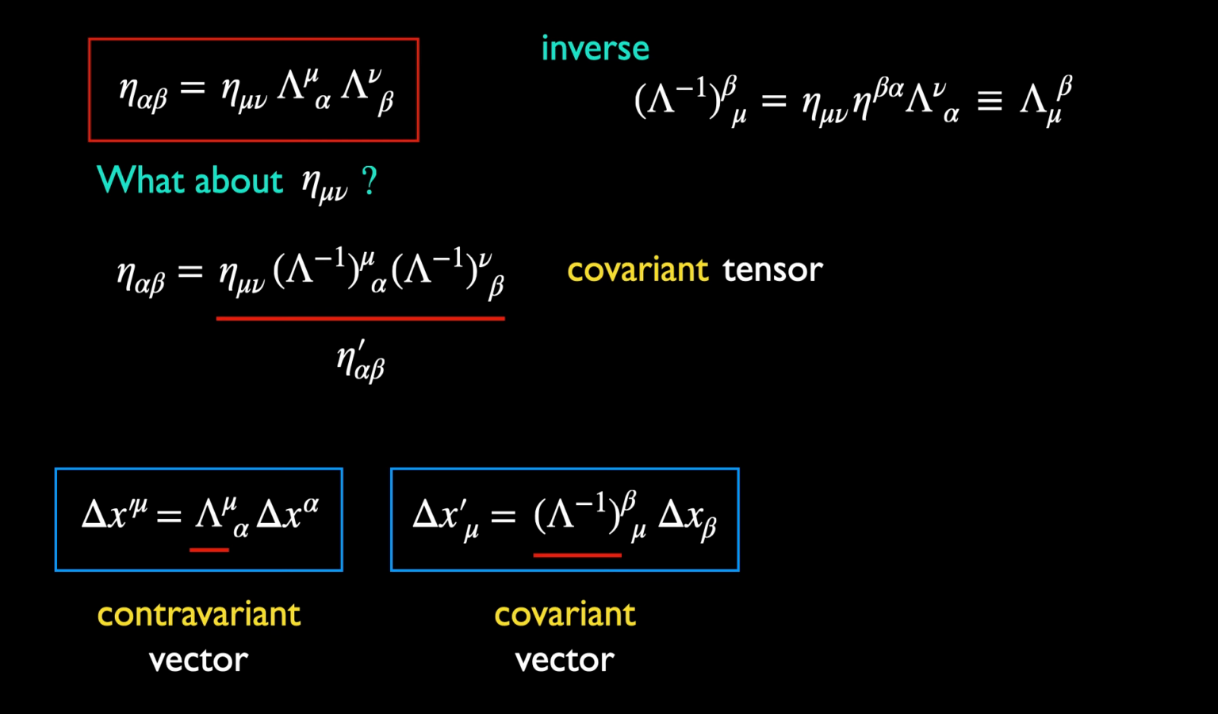In general, a tensor could have a mixture of both upper and lower indices, and these transform under Lorentz transformations according to the rules in the blue boxes. We shall discuss these objects in greater details in the next lecture.